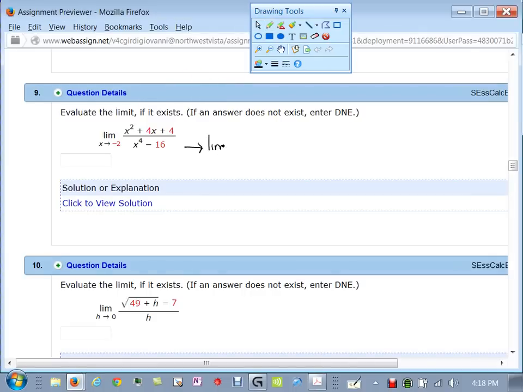So we have the limit as x approaches -2. So I need to do some algebra, right? Because I've got 0 over 0. That's the form I've got. The top, x plus 2 times x plus 2. You could write x plus 2 squared, but I'm just going to leave it.